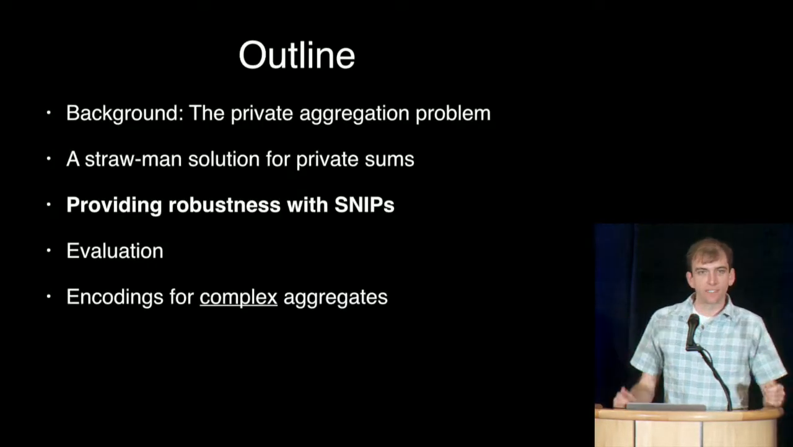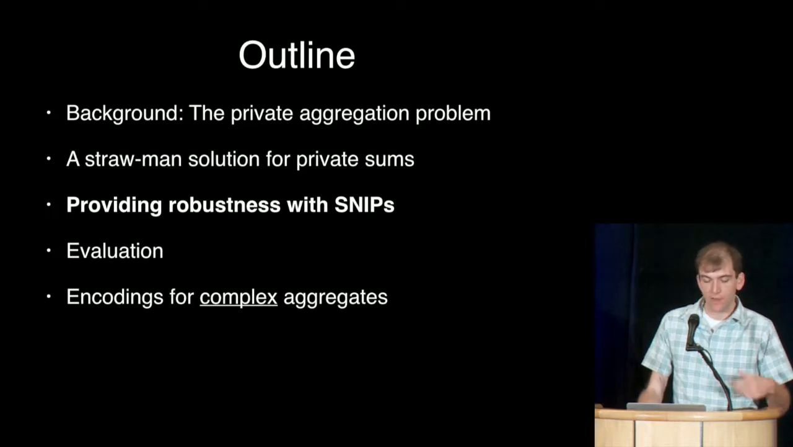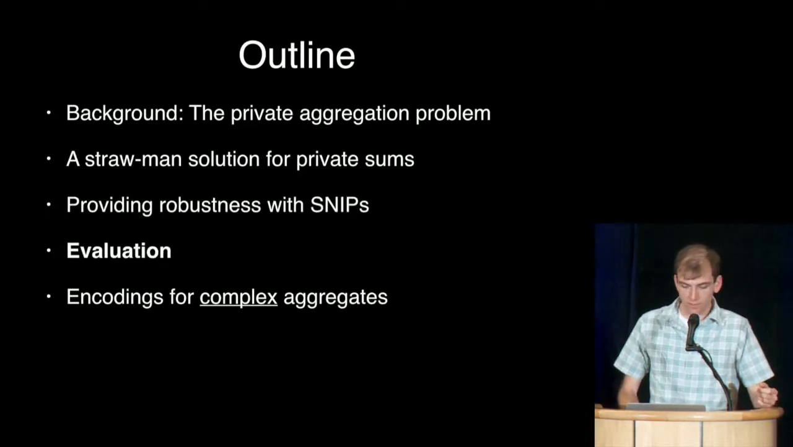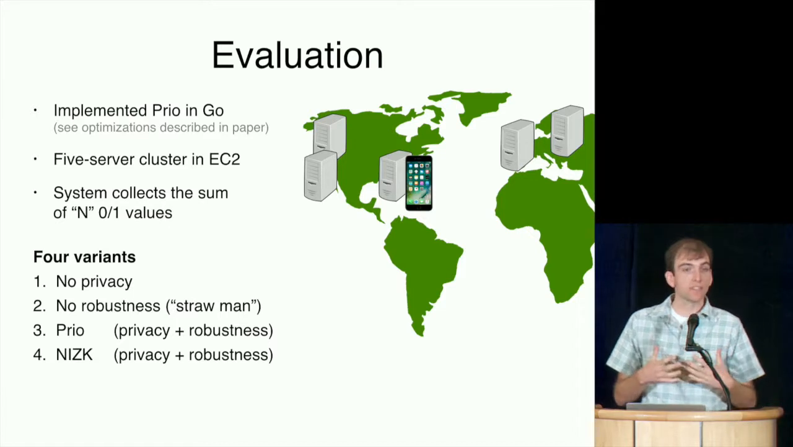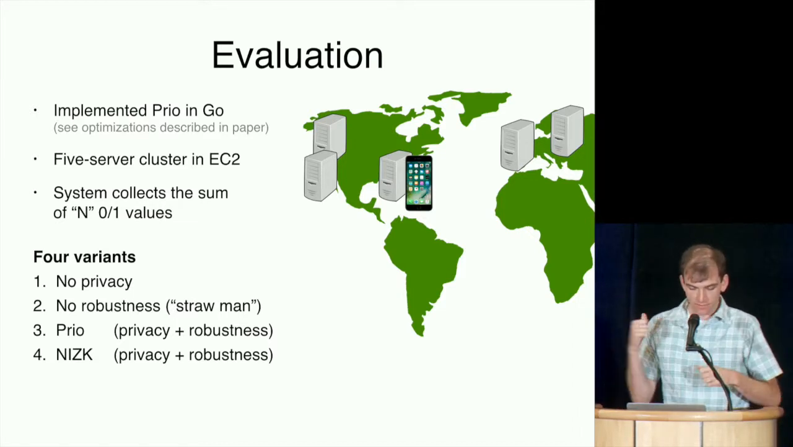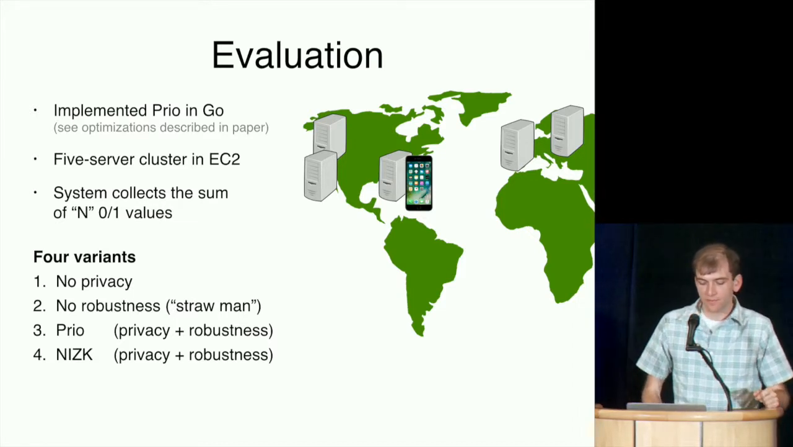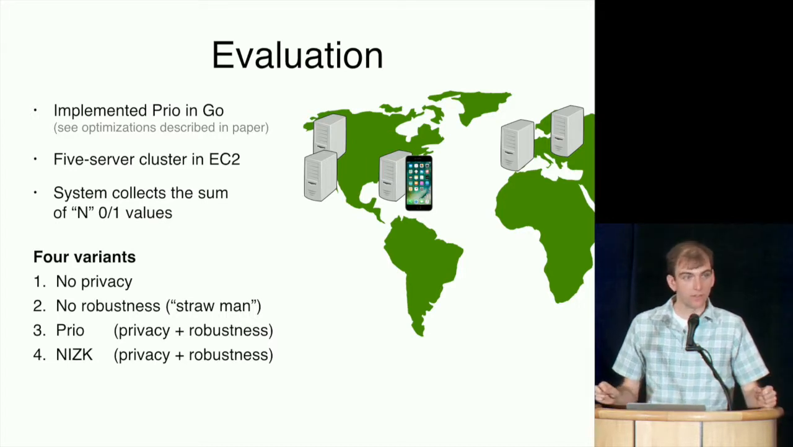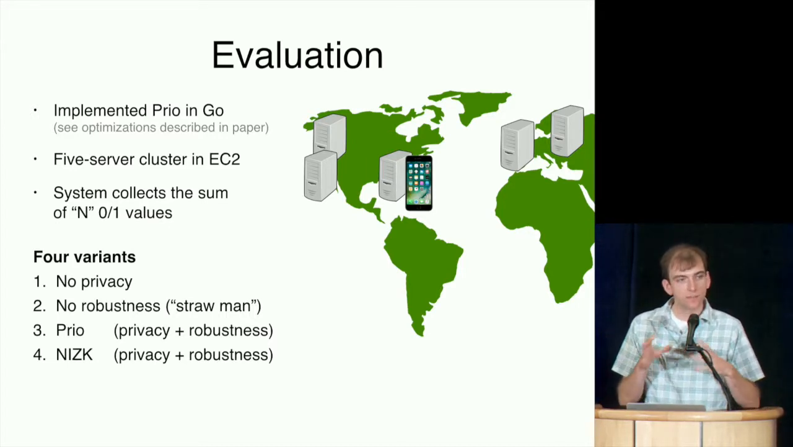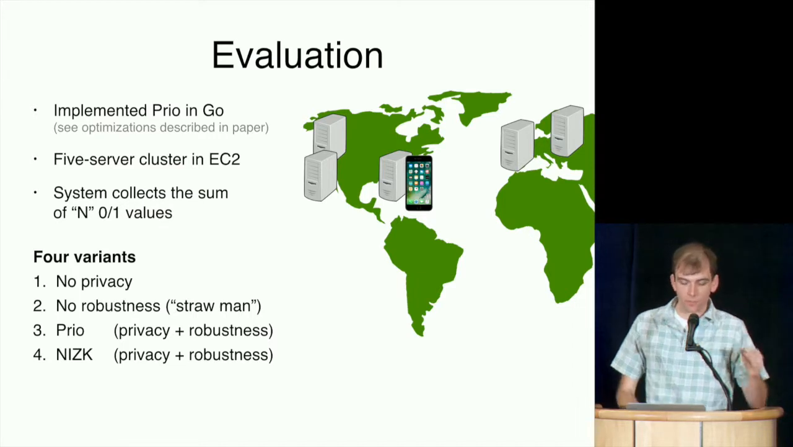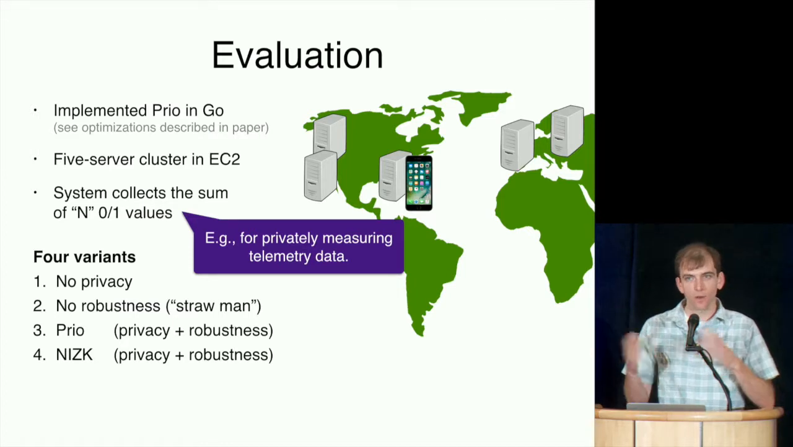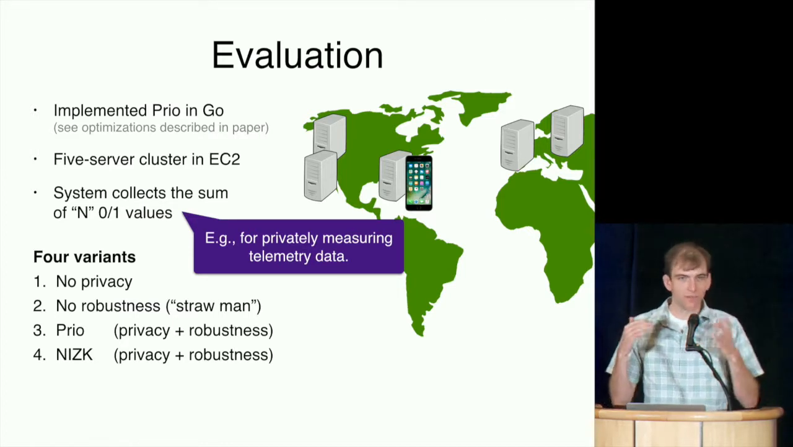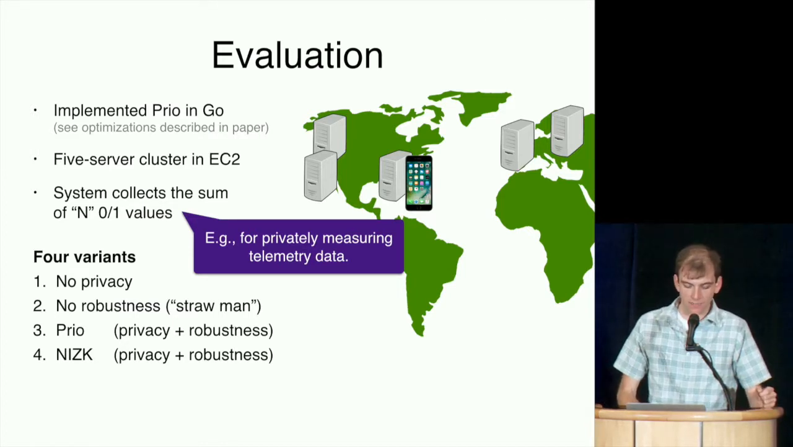So that's the theory. Let me tell you now about how this works in practice when we actually go to build it and deploy it. We implemented this entire protocol in Go with a bunch of extra optimizations that we described in the paper that's linked at the end. We deployed this on a 5-server cluster in 5 different Amazon data centers around the world. We set up the system to collect the sum of a bunch of 0-1 values. This is the way you'd configure the system to collect telemetry data from a car or a smart fridge or certain types of phone applications.